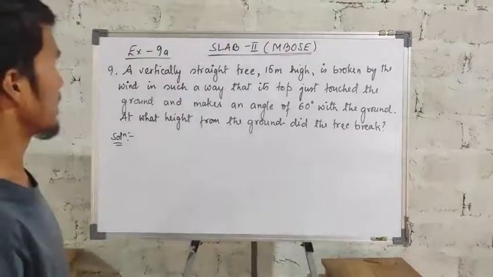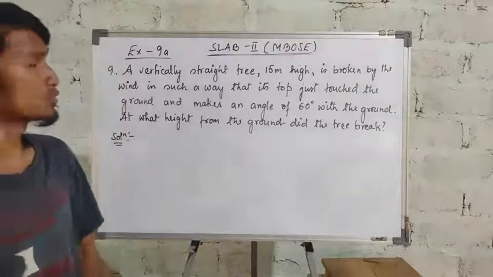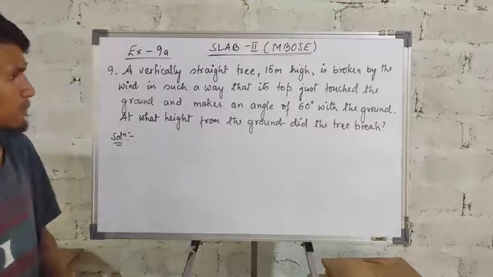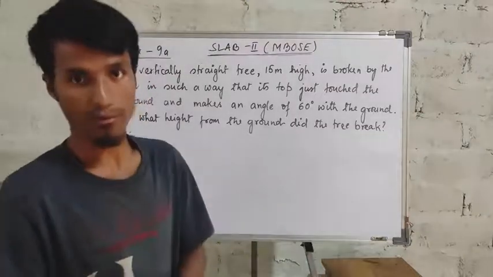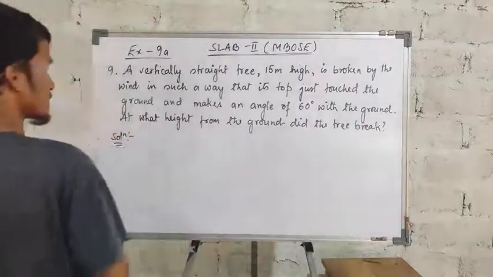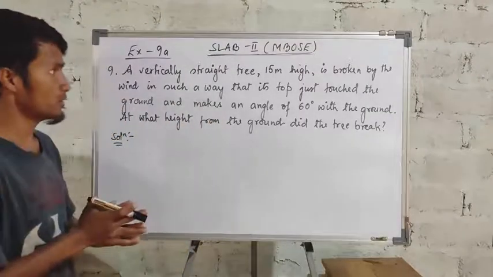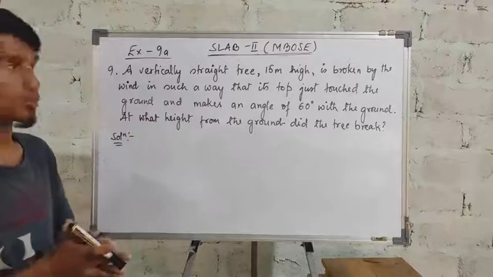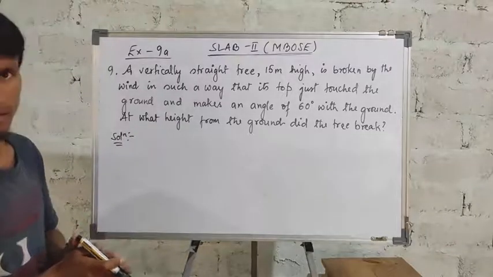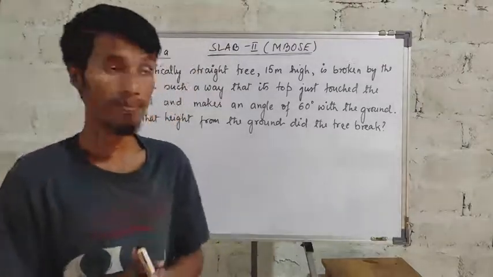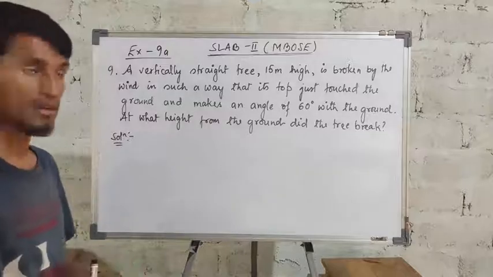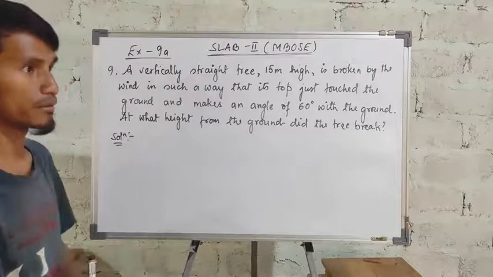Okay, now start question number 9, that is slab 2, chapter 9 of the Bose textbook mathematics, exercise 9A. This question is important for your exam. Those who watch my video, please note this question is important. It's a favorite question of Bose. Now again we will do the same thing: read the question, analyze it, and draw the diagram. Once we get the diagram, then we will know how to solve it.